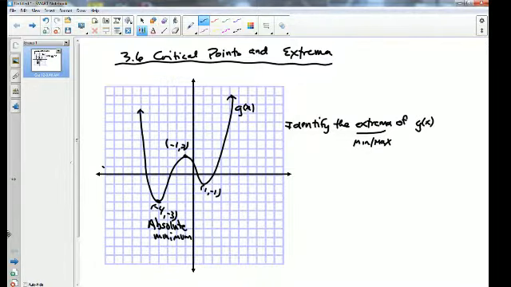So keep that word in mind. You might hear some people call it a global minimum. Who knows why we label everything in math with two different words, right? What does your book use? Absolute. And that's what we use in calculus too.